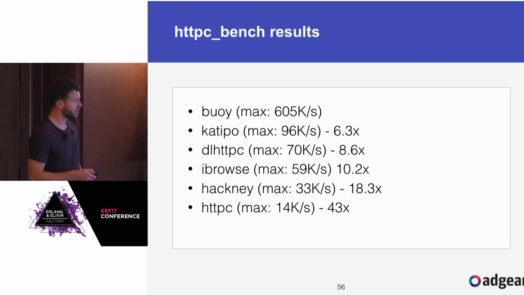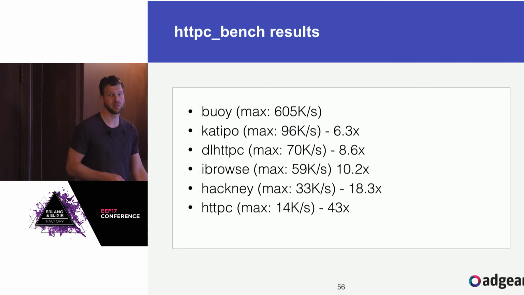The final results: Buoy's max in this benchmark was 605,000 a second, which is 6.3 times faster than Catipo, 8.6 times faster than dihttpc, 10.2 times faster than Eyebrows, 18 times faster, and 43 times faster than HTTPC, which I think is pretty cool. It's rare that you get 10x on anything.